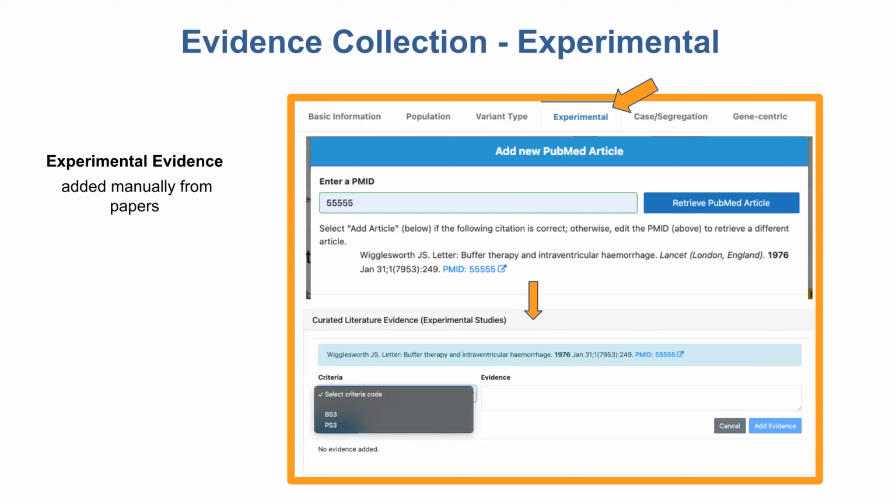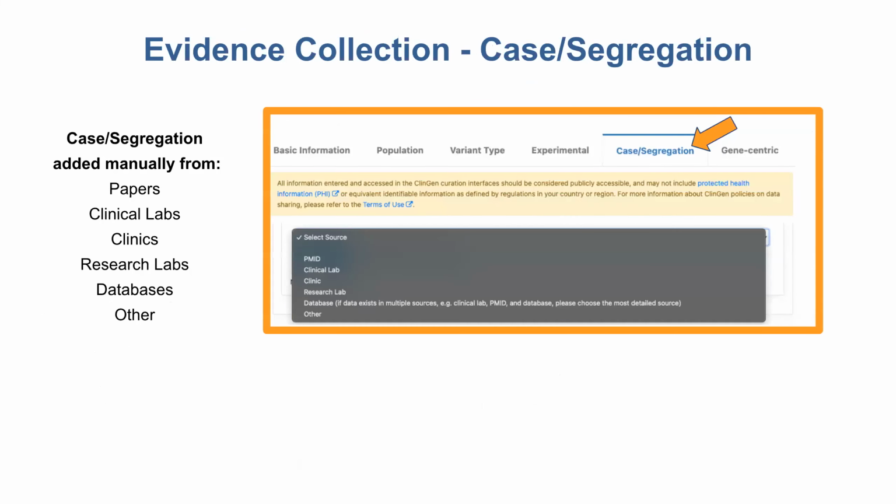Most of the evidence is added to this tab manually from papers by curators. So curators add a PubMed ID for the paper where they found the relevant functional data. The VCI then returns the details for that paper, such as the title and authors, so the curator can make sure they're adding in the correct paper. They can then select the associated ACMG criterion and write an explanation about the evidence they found.